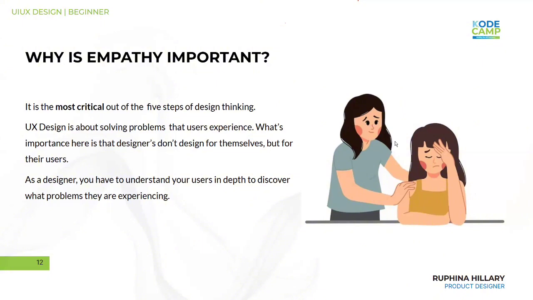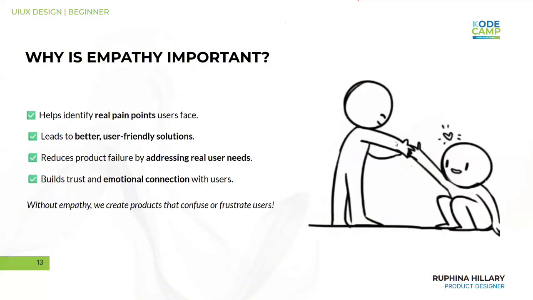So what are the ways we do this empathy, or what are the ways we fish out the problem? As a designer, you have to understand your users in depth to discover what problems they are experiencing, like I said before. So why is empathy important? It helps identify real pain points users face, not just assumptions, but real things. You have heard it from them, from the horse's mouth. So you can't say it's assumption. It's real. It leads to better user-friendly solutions. It reduces product failure by addressing real users' needs, and it builds trust and emotional connections with users.